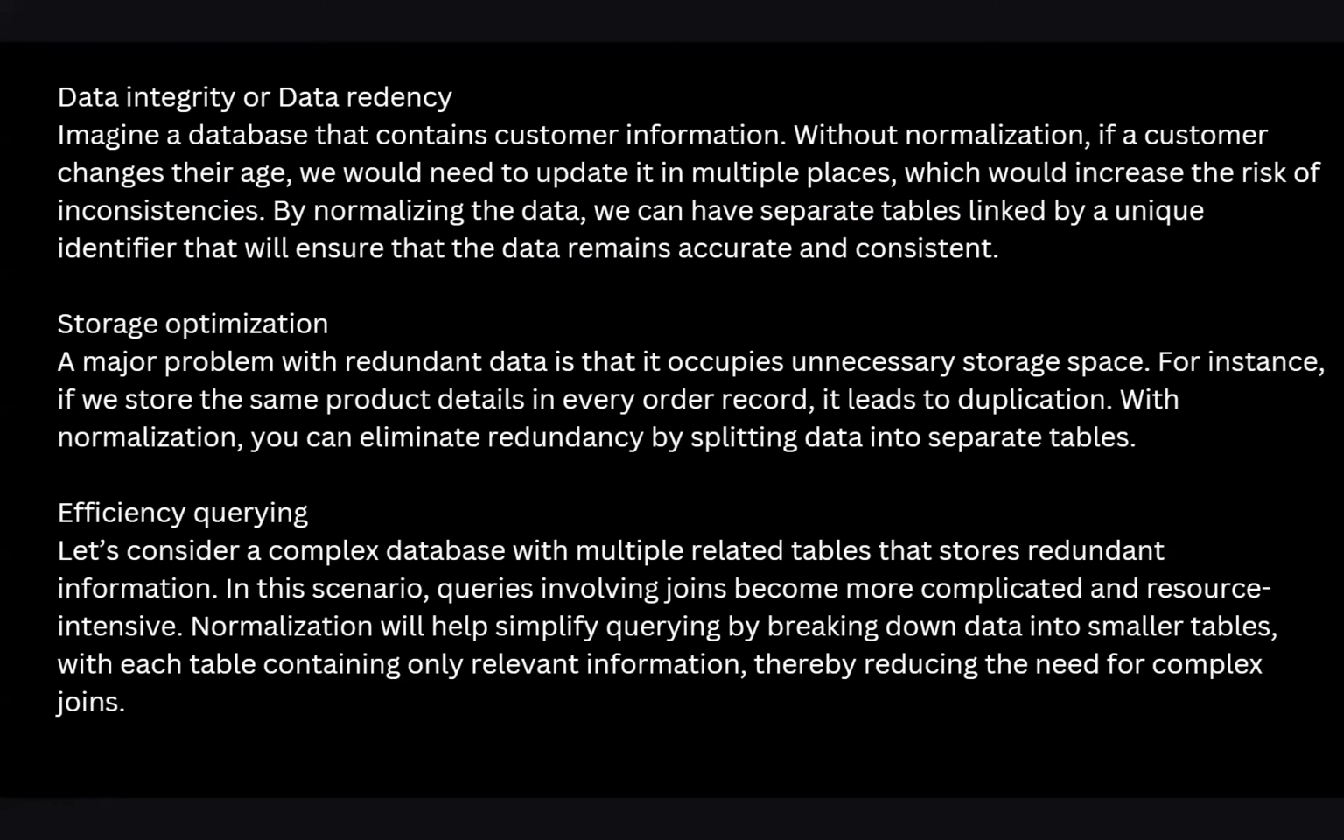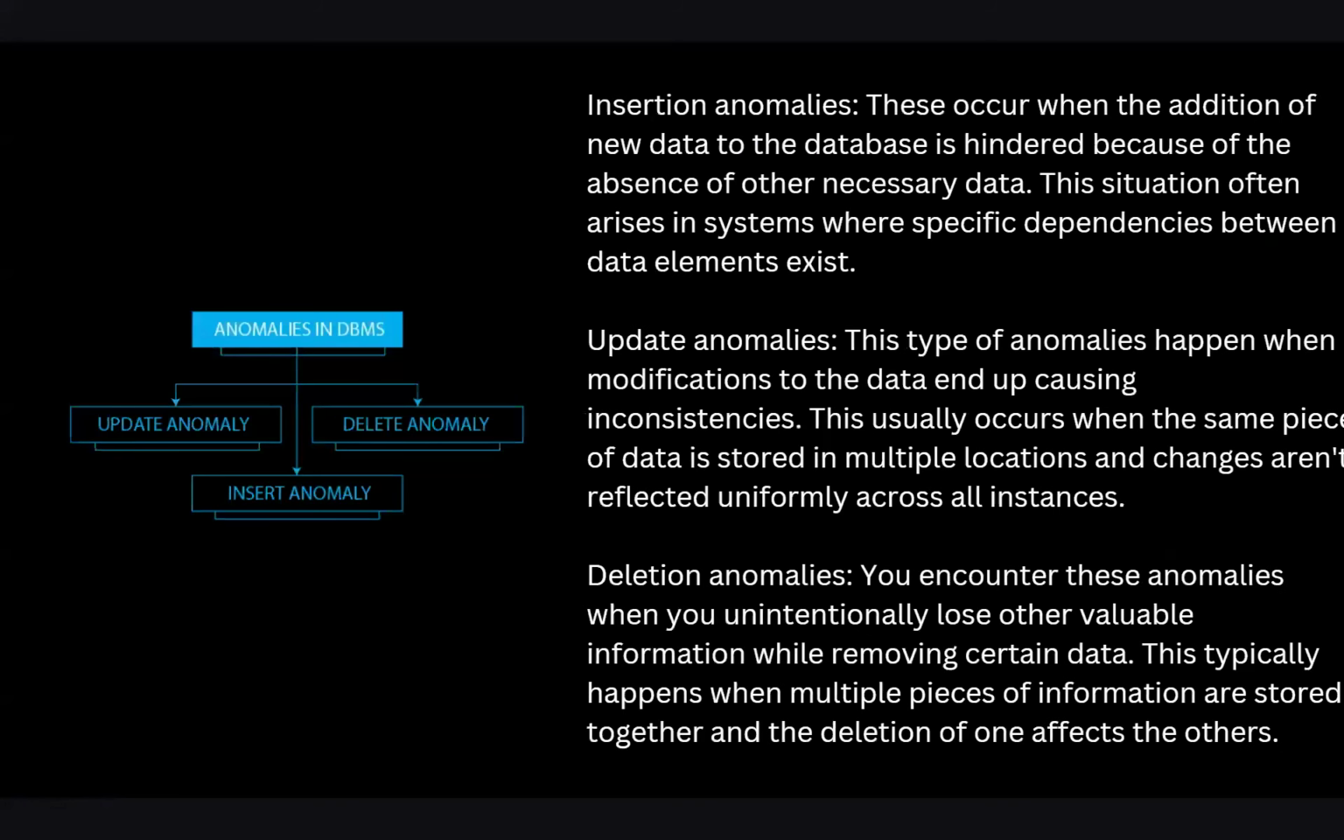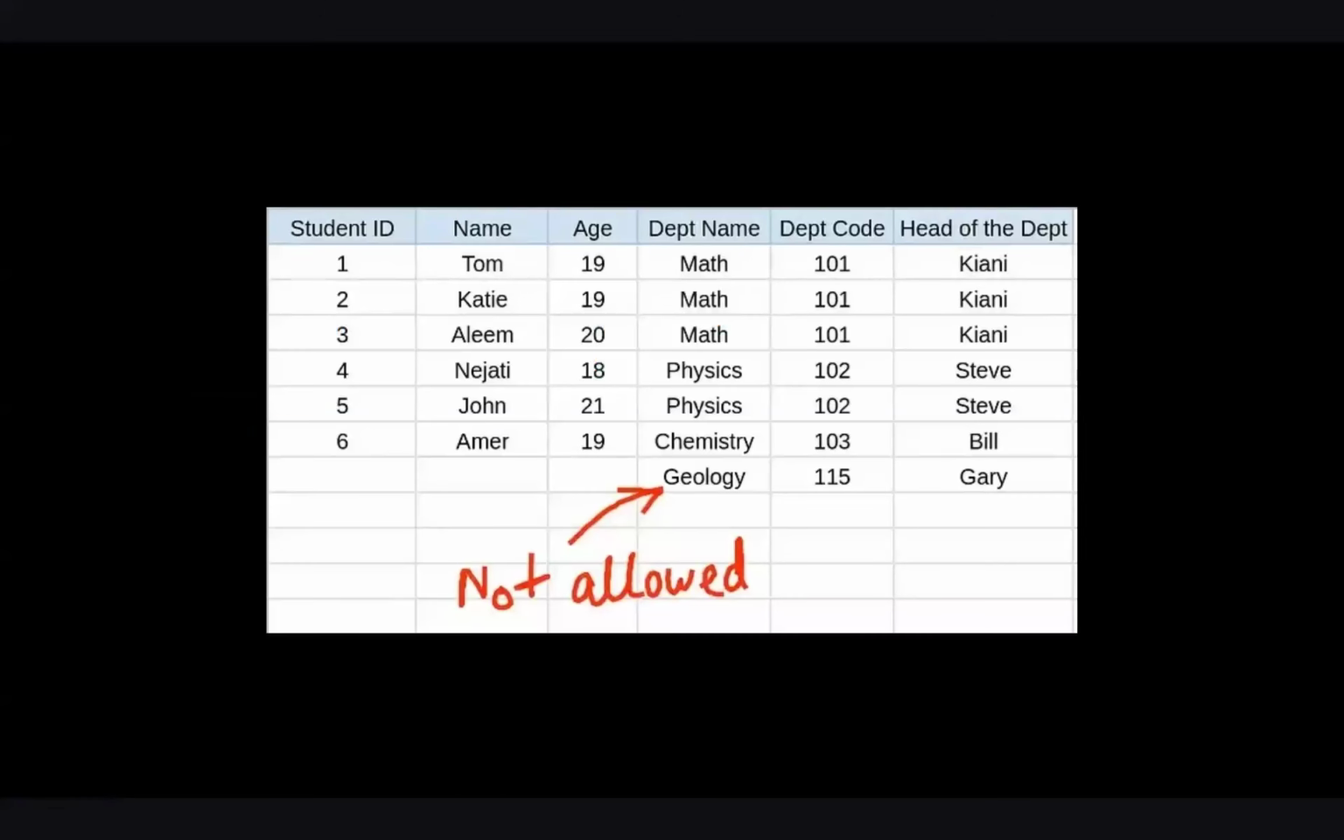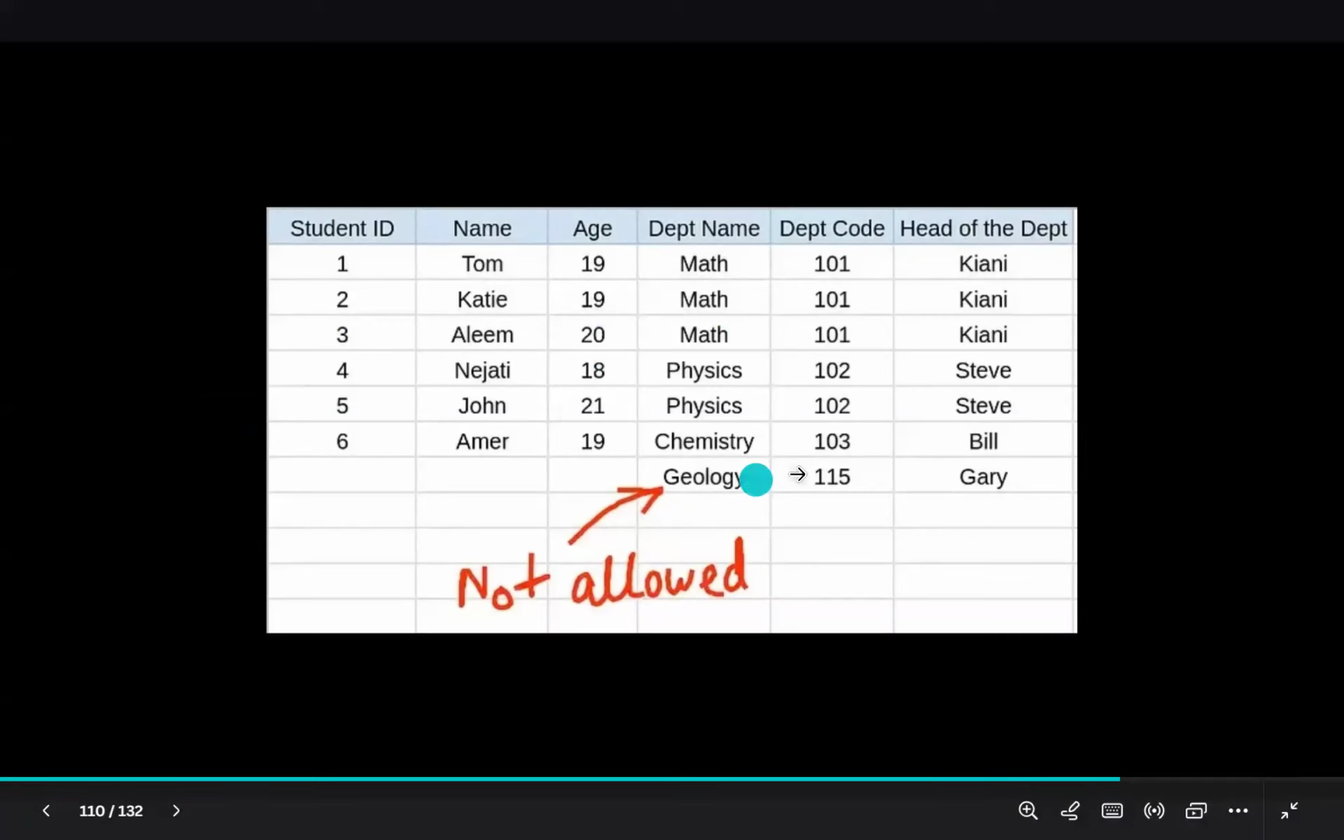This theory part you can read. And there is a concept called anomaly. What is anomaly? I'll show you. Just read this complete theory, I have provided it in the PPT. So what is insertion anomaly? Anomaly is nothing but the problem we get if you are storing multiple kinds of information in a single table. So what is insertion anomaly?